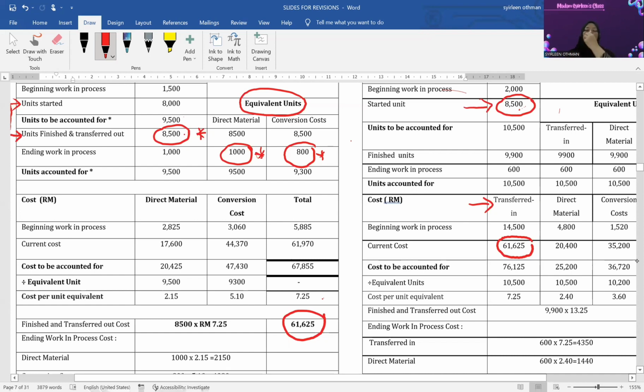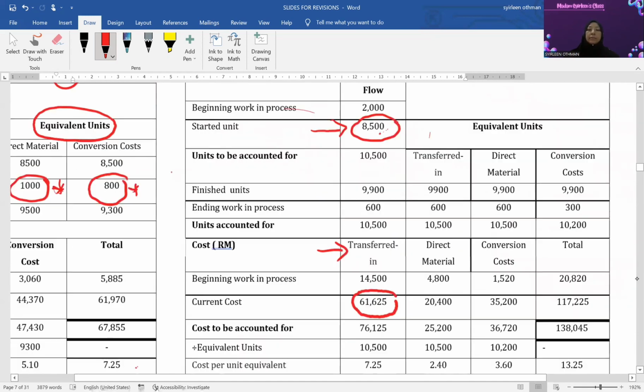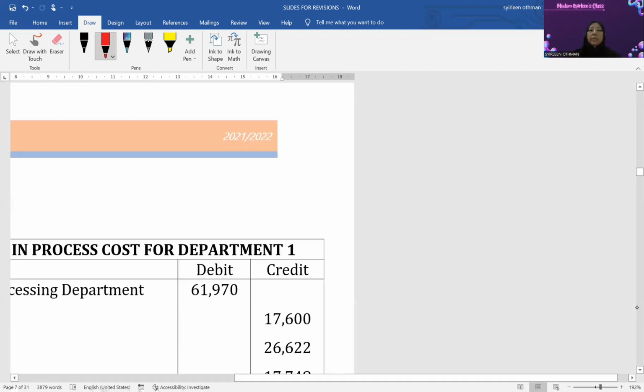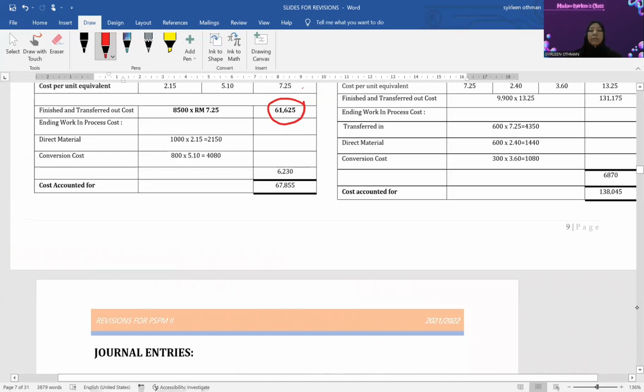So how you go about with the second department, cara kira sama saja, cuma kita kena pastikan we are no longer having only two items atau two elements in the equivalent unit and also in the costing department. Kita akan ada satu lagi item which is a transfer in. So you need to be very careful with this because bila kita buat untuk the second one, okay, you need to add up another element for the costing.